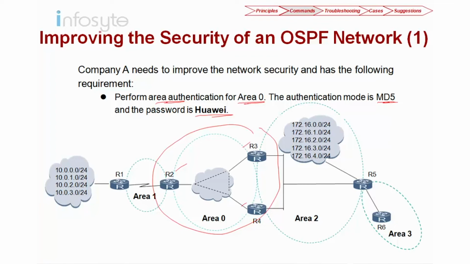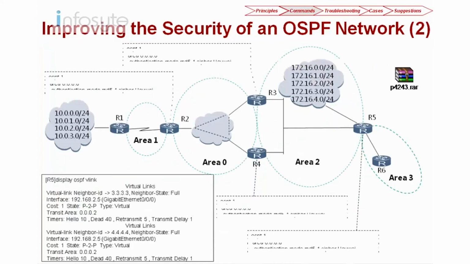But don't forget, you have defined the virtual link between R3 and R5 and between R4 and R5. It means that R5 is also part of area 0, so you still need to go to R5 to configure the authentication as well. If not, your virtual link will fail. So how do we configure the authentication using MD5 and the password Huawei? Let's have a look at the solution.